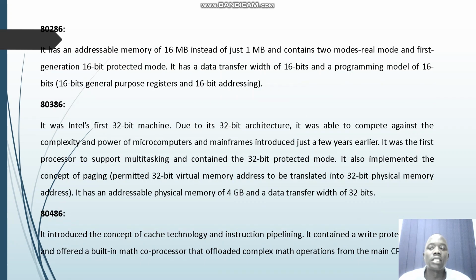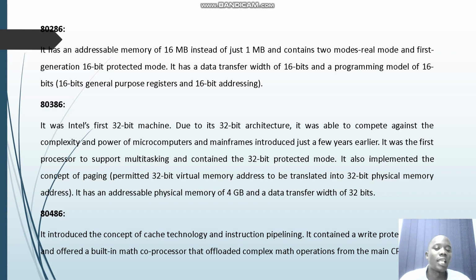Then you move to the 80286. It has an addressable memory of 16 MB instead of just 1 MB and contains two modes, real mode and first generation 16-bit protected mode. It has a data transfer width of 16 bits and a programming model of 16 bits. That was the 80286. Then the 80386, it was Intel's first 32-bit machine.